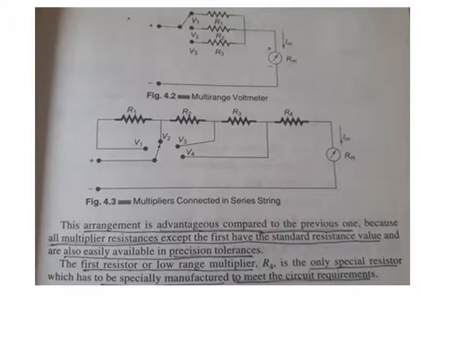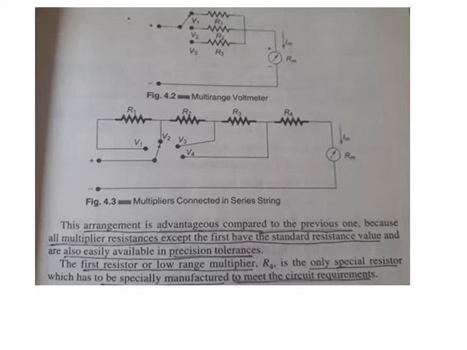You can see in the diagram, figure 4.2 and 4.3. In figure 4.2, the multi-range voltmeter, resistors are connected in series with the meter movement. Multipliers are connected in a series string. In this fashion, separate resistors are connected in series, that is R1, R2, R3, R4, with the meter movement.